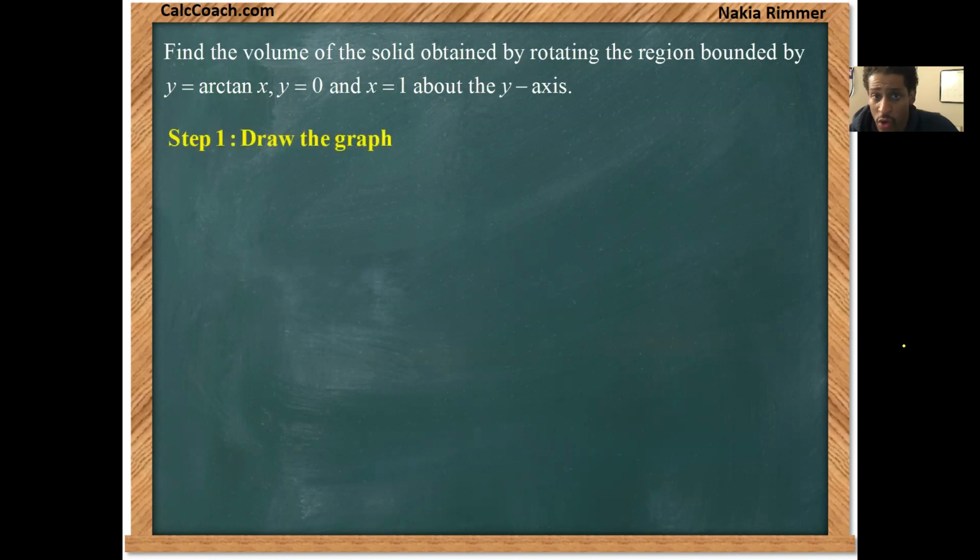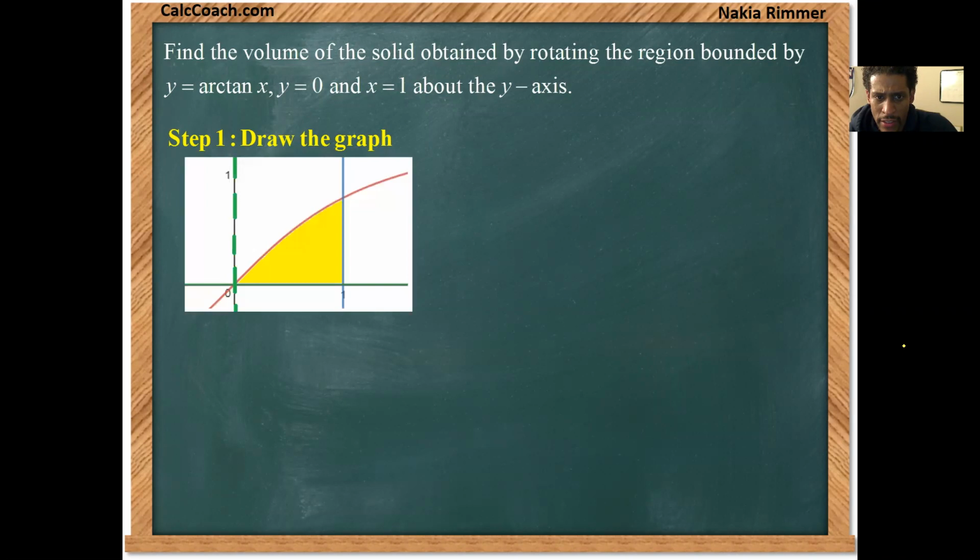Standard procedure is to draw the graph. So arctan, and y equals 0 is the x-axis, and x equals 1 is that vertical line there, and I have the y-axis dashed in green. Okay. Y equals arctan does reach a horizontal asymptote at pi over 2. That's above 1. The part we need is right here.